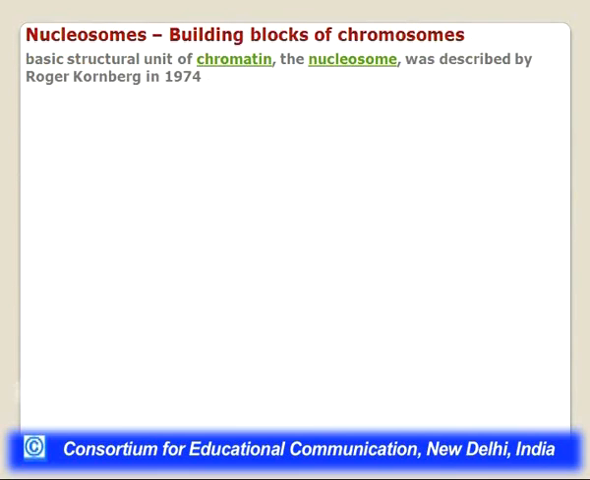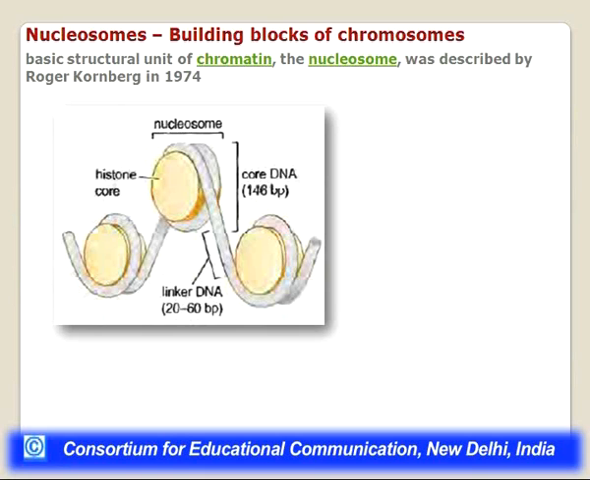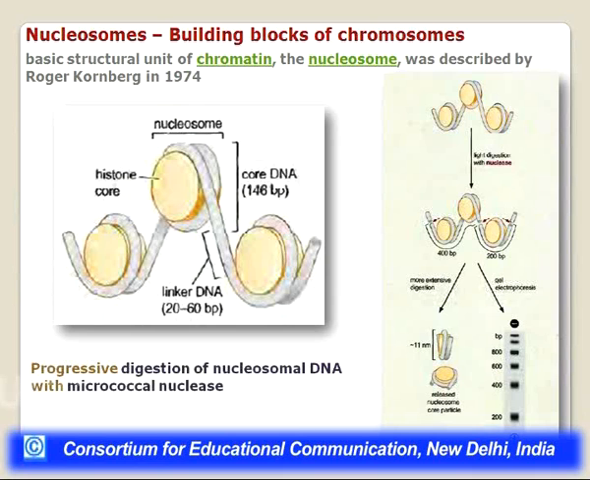The nucleosomes are said to be the building blocks of the chromosome. The basic structural unit of chromatin, the nucleosome, was first described by Roger Kornberg in 1974. So this is how a nucleosome would look pictorially. There is a histone core protein, and the DNA is swirled around this histone core. That DNA is called the core DNA, and then there is a linker DNA which joins it to the next nucleosome. So this entire portion with the histone core, the core DNA and the linker DNA is termed one nucleosome.